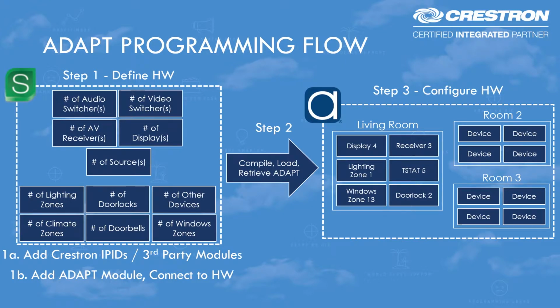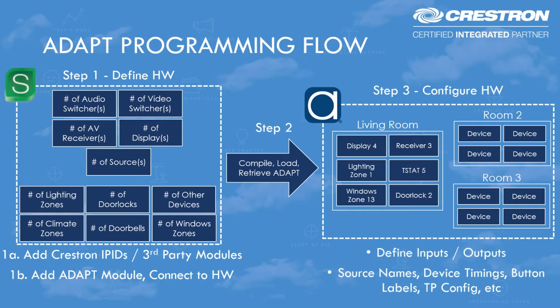This is where we say what devices exist in all of these different rooms that are in our system. We're also going to do other things like defining inputs and outputs. So where do our sources go, which outputs go to which rooms, things like source names, device timings, button labels, touch panel configuration. We get to do a whole lot of configuration type stuff in System Manager, and after we are finished configuring our system, we're done. And so that's the programming flow for adapt.